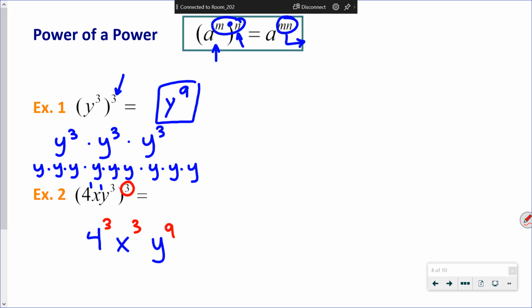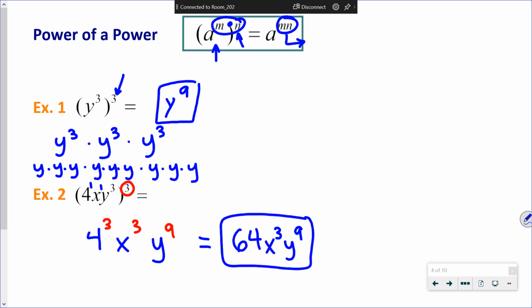9th power. There is one more step I can take here to simplify, because I don't like seeing my answer with 4 to the 3rd power, since that's an operation that I know I can do. It means 4 times 4 times 4. So I can at least simplify that part of this expression and make it a 64. But then I'm going to leave x to the 3rd and y to the 9th in my final simplified answer.